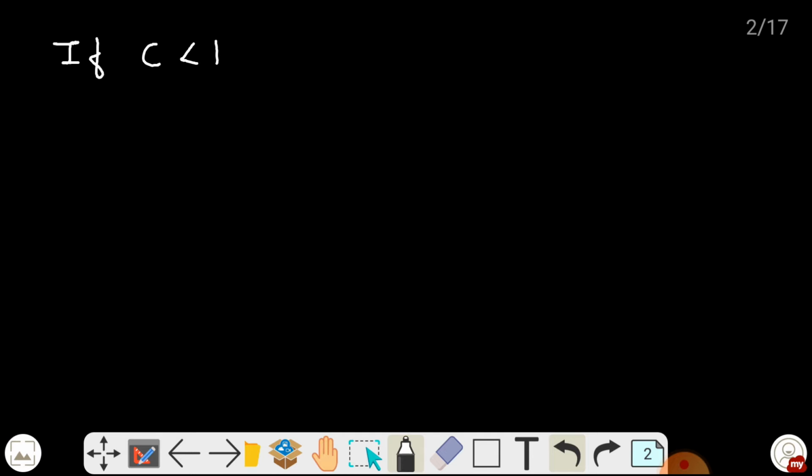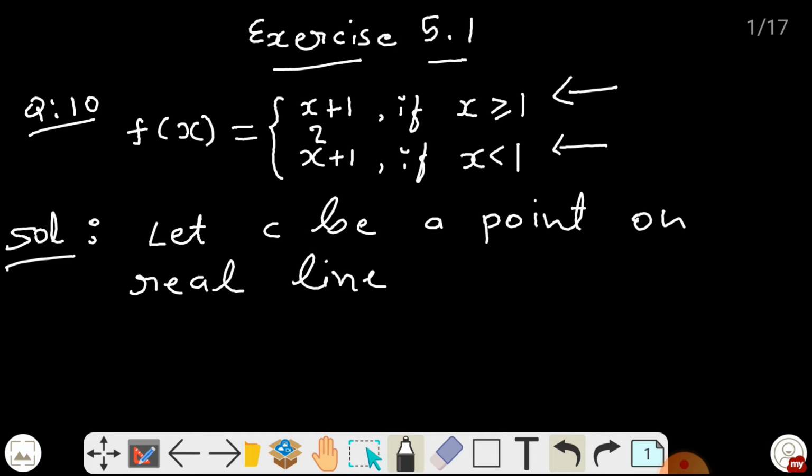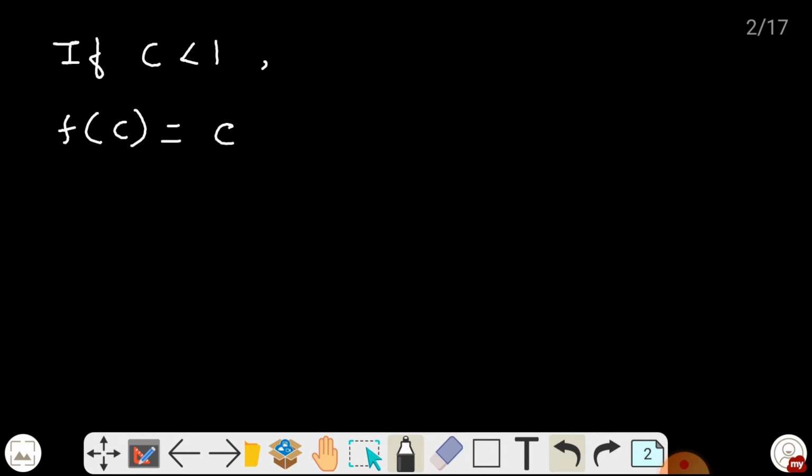Now we'll check the continuity at a point which is less than 1. If c is less than 1, then f of c is equal to, now what is our function when the point is less than 1? Our function is x square plus 1 whenever the point is less than 1. So let us write, it is c square plus 1. We will replace x with c. Now let us find the limit of the function.